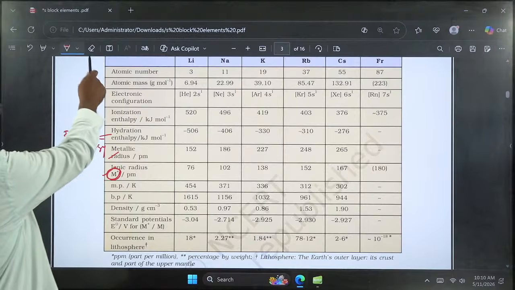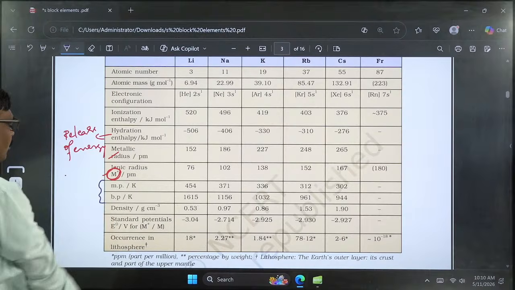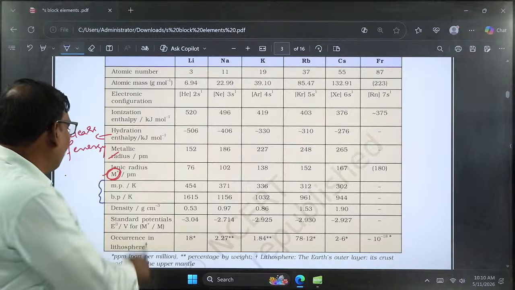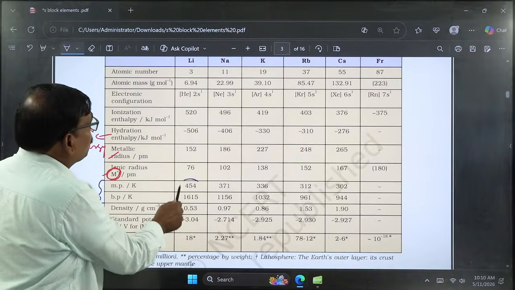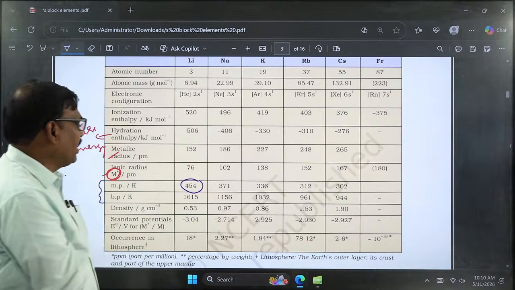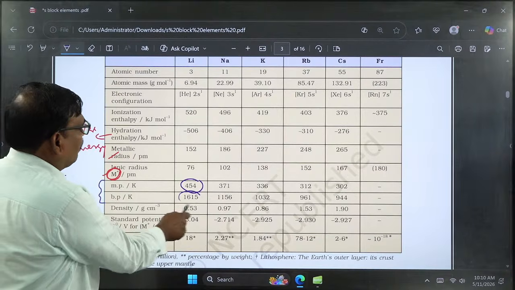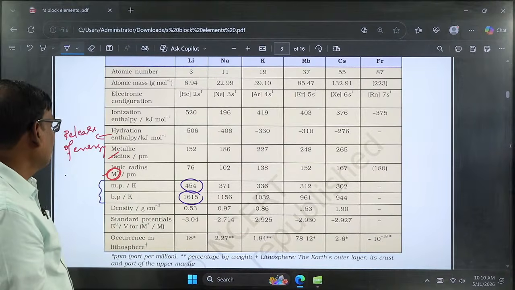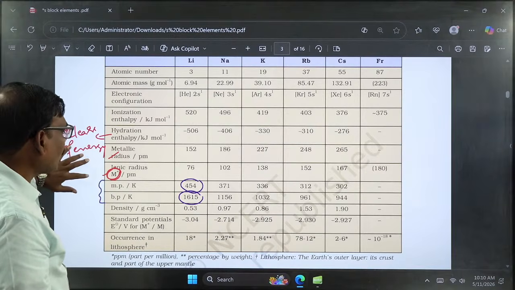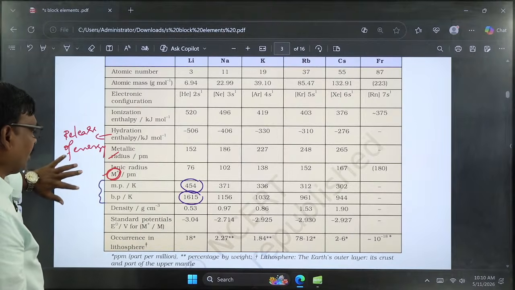And one more important thing is melting point. Here the melting point and boiling point of these alkali metals will be in a decreasing trend. For example, the highest melting point is shown by lithium. From lithium onwards, gradually melting point decreases. In case of boiling point also, there is a gradual decrease in trend for these group elements. Coming to the density, here there is an exceptional case of density.